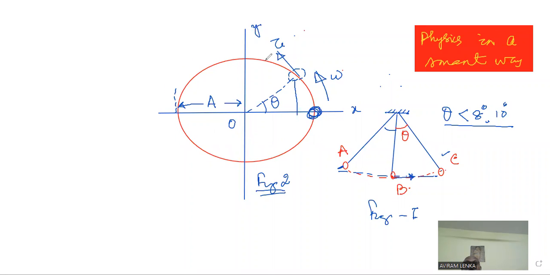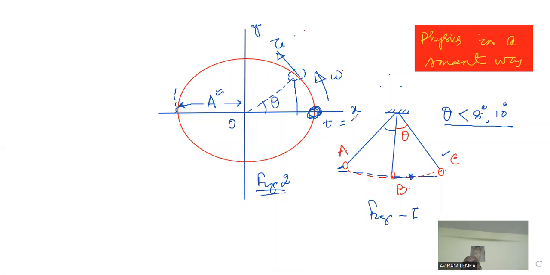Here we consider a uniform circular motion, an object which is moving on a circle uniformly with a constant speed. The circle has the radius a. In future, you will be taking different shapes, different colors, and all that. But for us now, a is the radius of the circle. This body is here. That is the starting point.